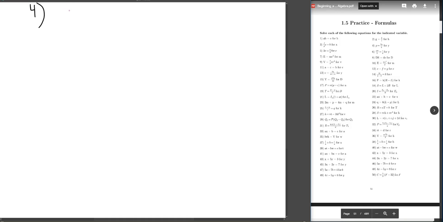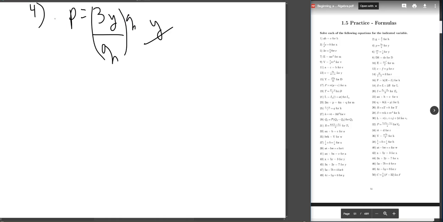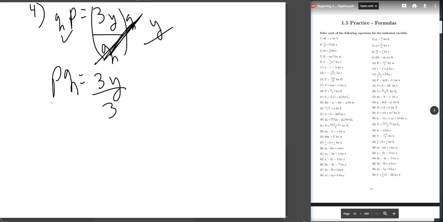So number 4, P equals 3y over Q. We are solving for y. First thing we're going to do is get rid of this fraction. I'm just going to inverse them, PQ equals, and of course we remove this by cross multiplying, equals 3y. And we divide both sides by 3 to get y equals PQ over 3. By doing that, we're eliminating this.